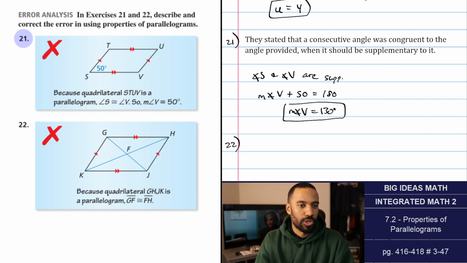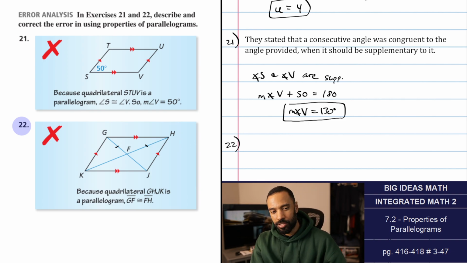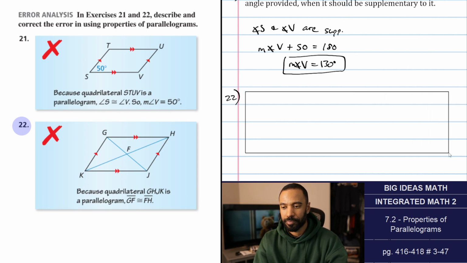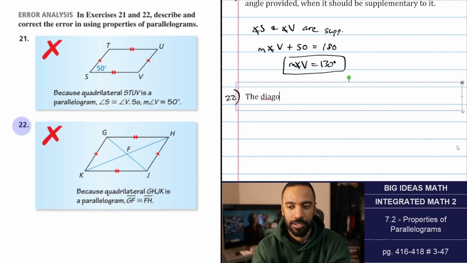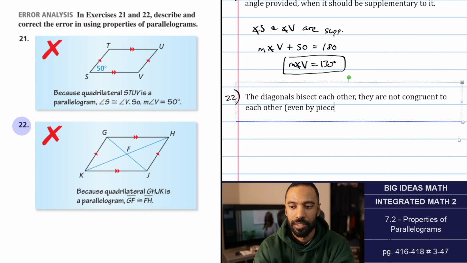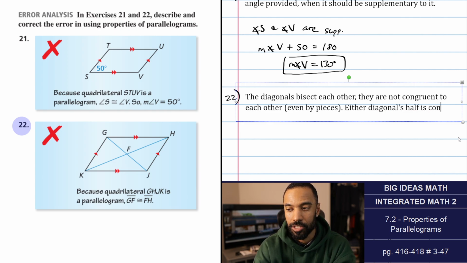All right, let's correct number 22, figure out what's going on. What silly mistake did we do this time? Because this is a parallelogram, GF is congruent to FH. So they're saying that these two are congruent here. Well, diagonals may bisect each other, but their relationship with their numbers has nothing to do with each other. The diagonals bisect each other. They are not congruent to each other, even by pieces. Either diagonal's half is congruent to its other half.